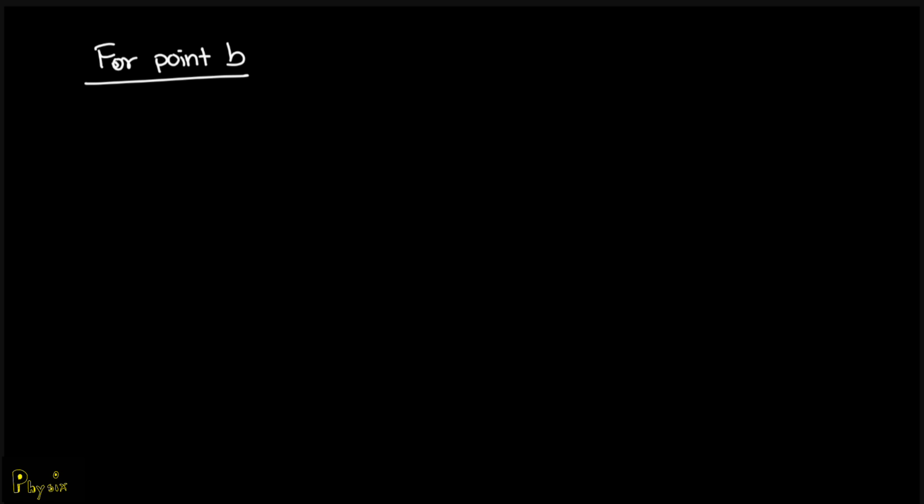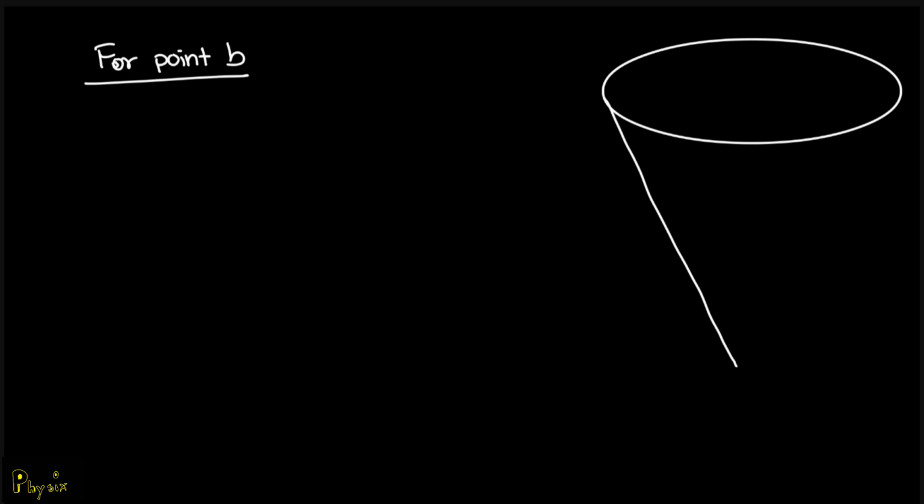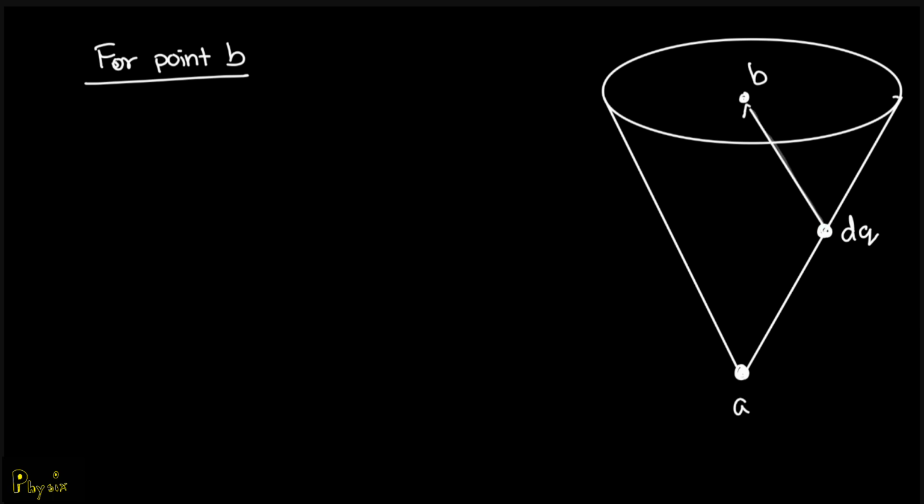Okay, so for point B, everything should be the same except for the fact that your displacement vector is now different. So let's think of how the displacement vector would look in this case. You have your cone, just as in the previous case. If you set your origin to be over here again, this is point A, this is point B. This is the place where you have dq now, right? But your displacement vector would point from dq to this point over here. So this is your position vector, this is your r prime vector, and this is your r vector.